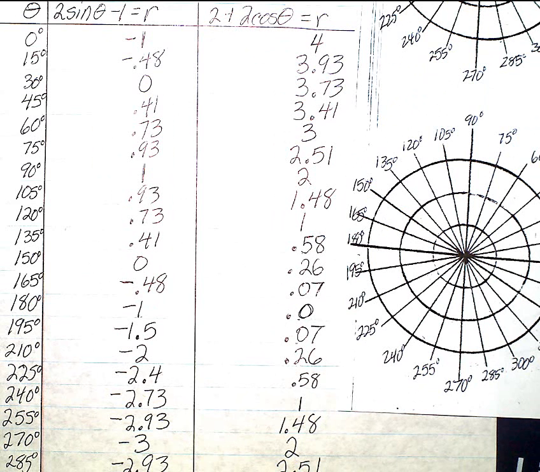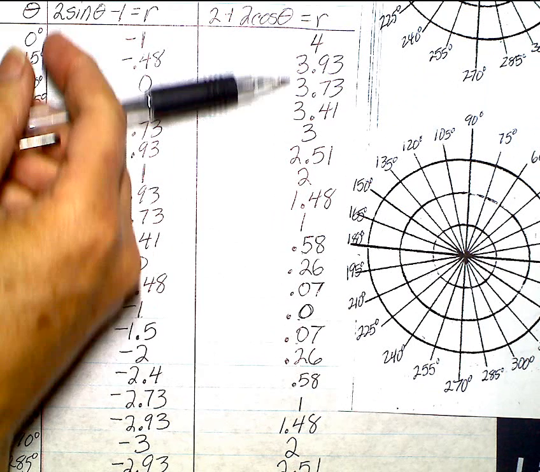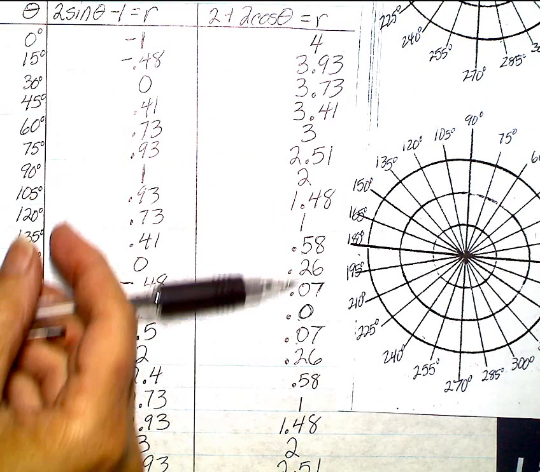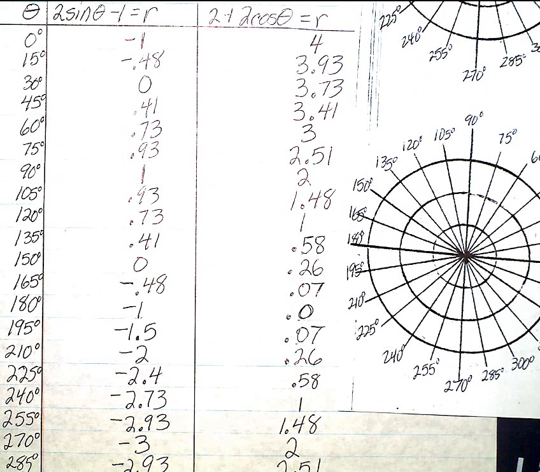Okay, what's the largest value in the chart? Absolute value. 4. You've got a 4 here. It comes down smaller to 1, goes back up, and then back to 4. So 4 is the largest value.